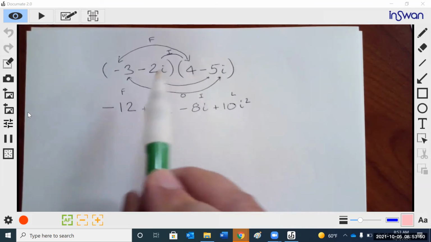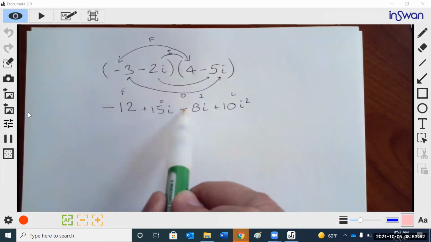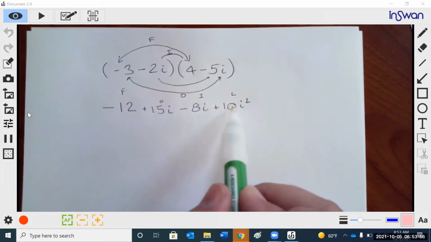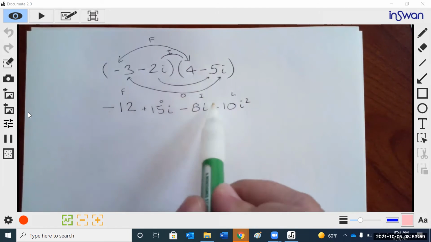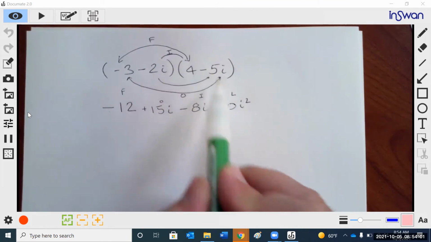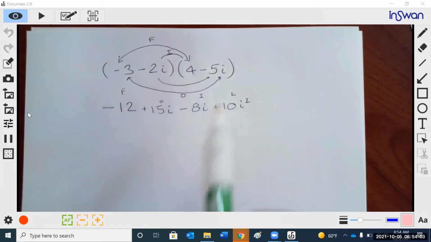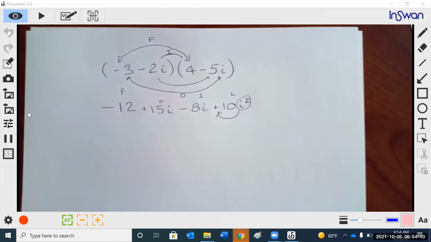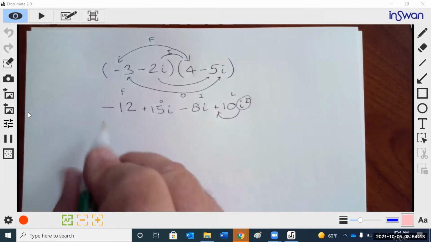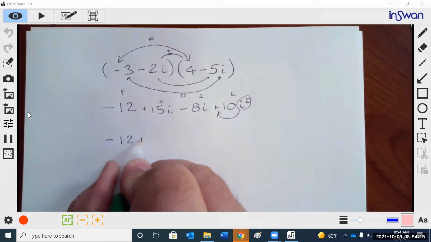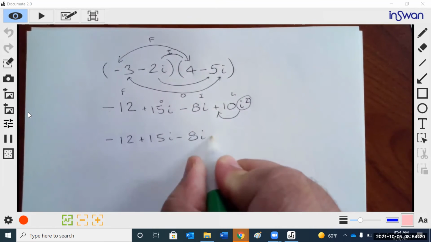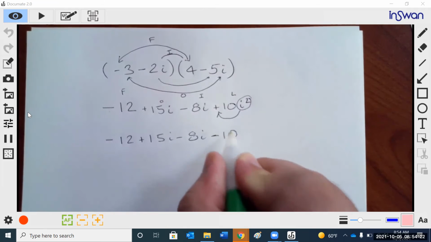The inner ones, negative times positive is negative. 2 times 4 is 8i. The last ones, negative times negative is a positive. 2 times 5 is 10. i times i is i squared. So i squared just changes that sign in front of there. So it becomes, instead of +10, it becomes -10.